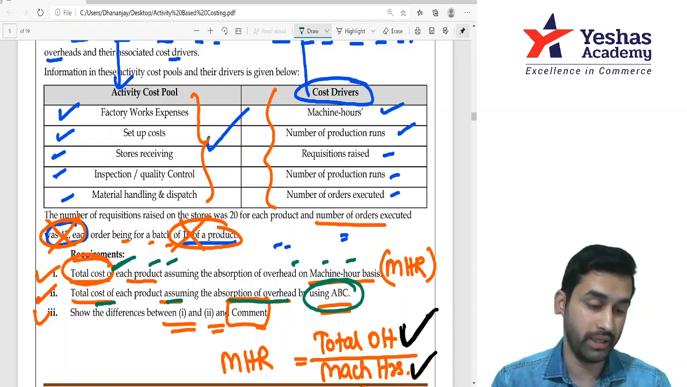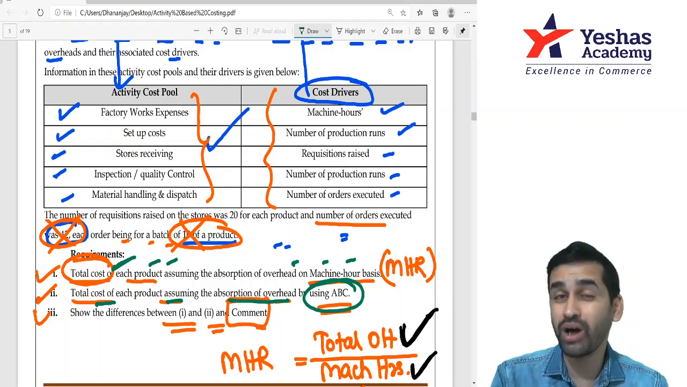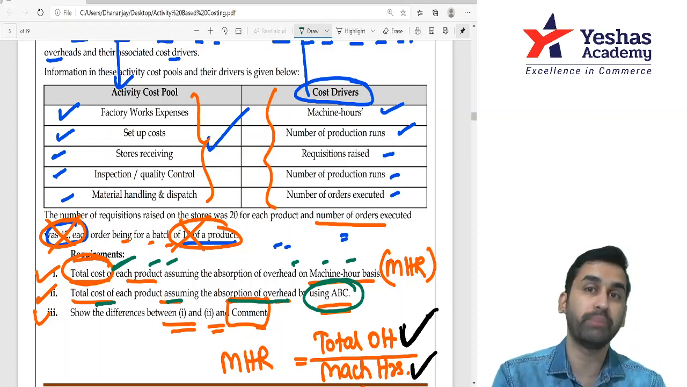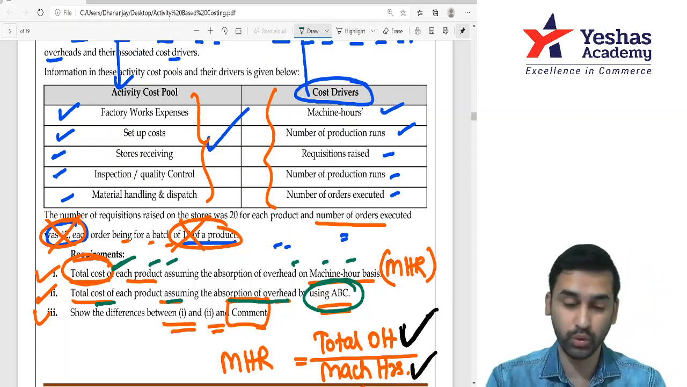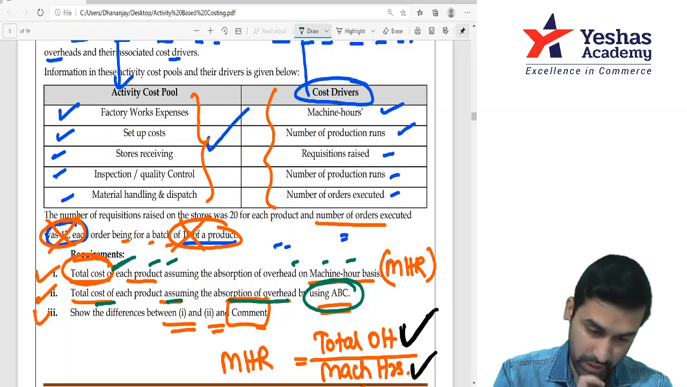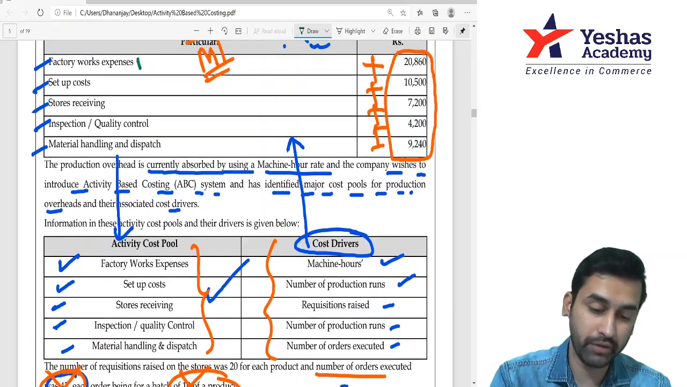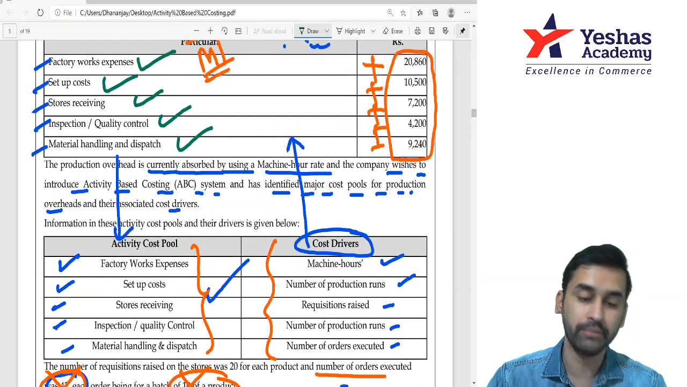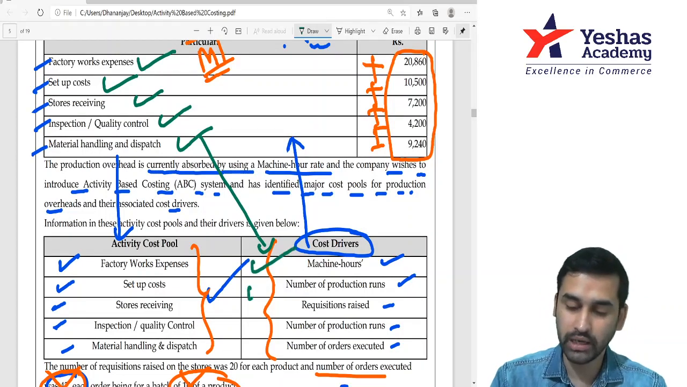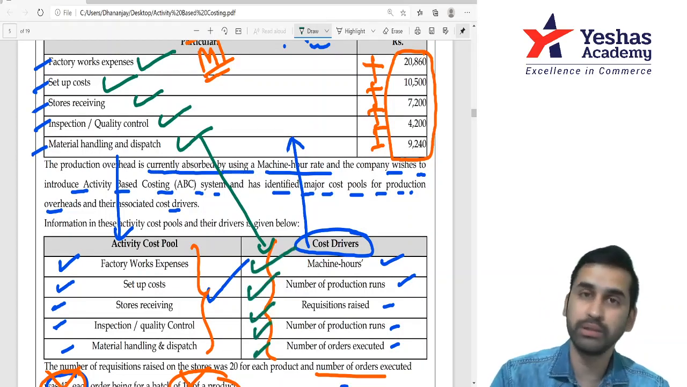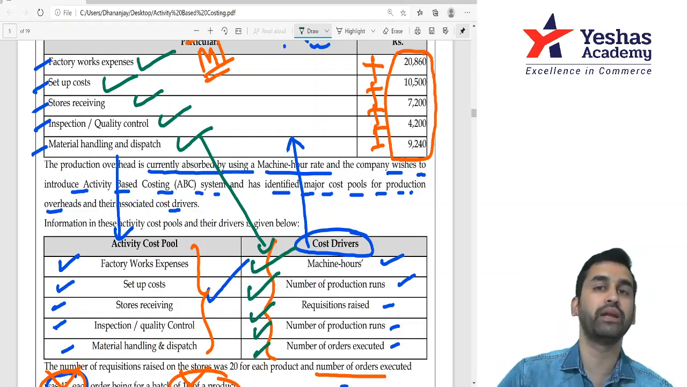Now under ABC, I will have to first do one working note. Working note to calculate what? Cost per activity or cost per cost driver. Correct. How many such cost per cost drivers I need to do? Sir, 5. Why are you saying 5? Sir, they have given in the second and third table that there are 5 different activities. I am marking in green. Yes. And in the next table, they have also given cost drivers, machine hours, production runs, and so on. That means you'll have to do 5 calculations. Correct. Once you do the calculation, then you can do the main answer.